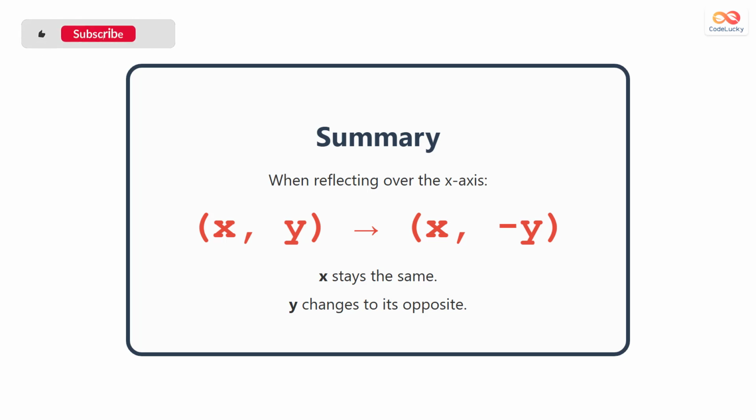To summarize, when reflecting any point or shape over the x-axis, simply remember the formula. (x, y) becomes (x, -y). Keep your x value, and flip the sign of your y value.